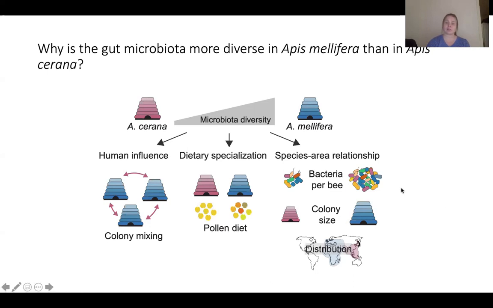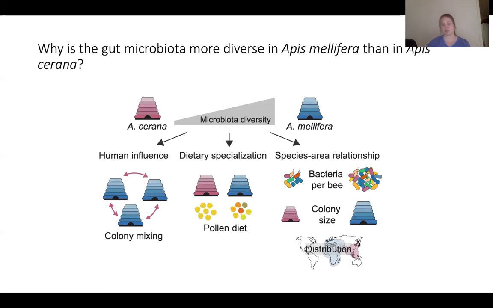A third possibility is that this has something to do with the bacterial habitat size. So there is a very well-known, almost a law in biology, known as the species-area relationship, which states that in bigger habitats and more complex habitats, you should find more species. And indeed, that has been shown to be the case for plants and animals many times. Whether it also holds for bacteria is still not really clear.